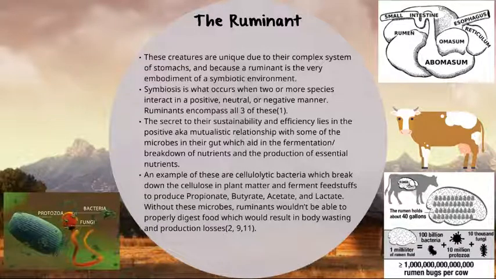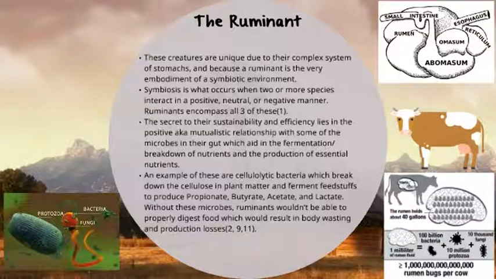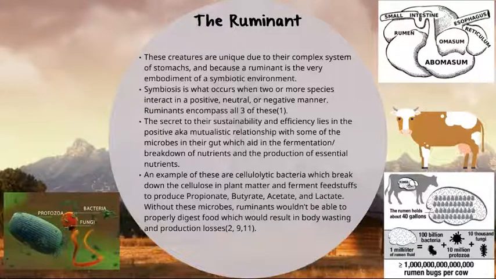The secret to their sustainability and efficiency lies in the positive or mutualistic relationship that they have with some of the microbes in their gut, which aid in the fermentation or breakdown of nutrients, as well as the production of essential nutrients. An example of this mutualistic relationship is that of cellulolytic bacteria, which break down cellulose in plant matter and ferment feedstuffs to produce propionate, butyrate, acetate, and lactate. Without these microbes, ruminants wouldn't be able to properly digest food, which would result in body wasting and overall production losses.